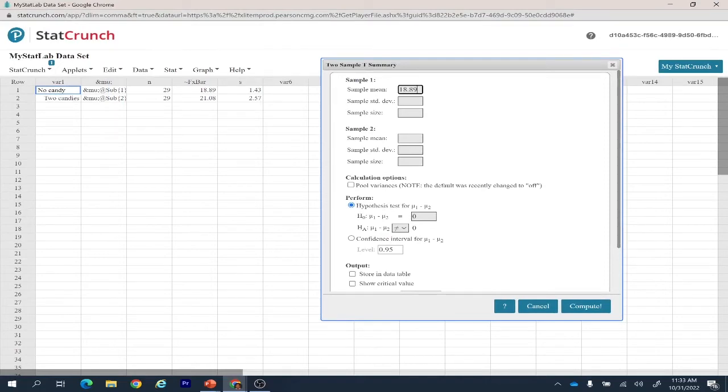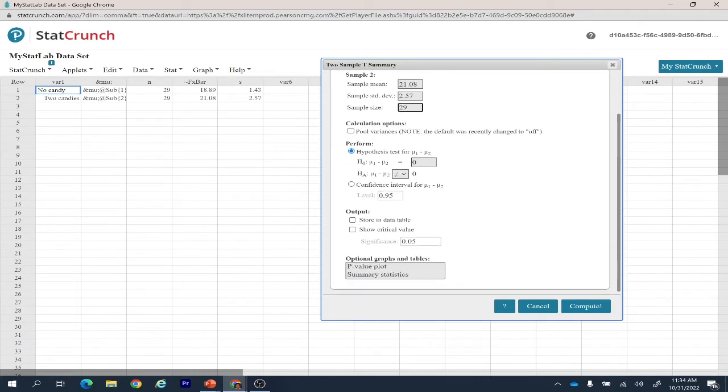18.89, standard deviation 1.43, sample size 29, sample mean 21.08, standard deviation 2.57, sample size 29. One more time. Now, it's not a hypothesis test.